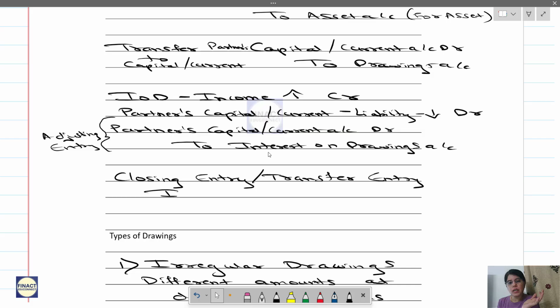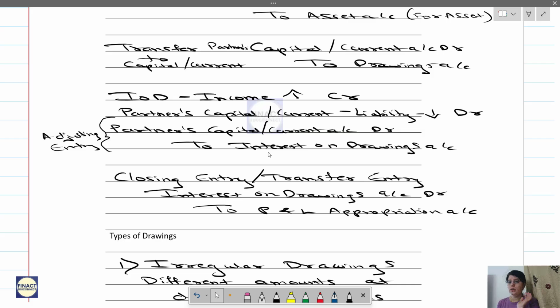So the entry will be interest on drawings account debit to profit and loss appropriation account. Done. Now let's go to the next one.